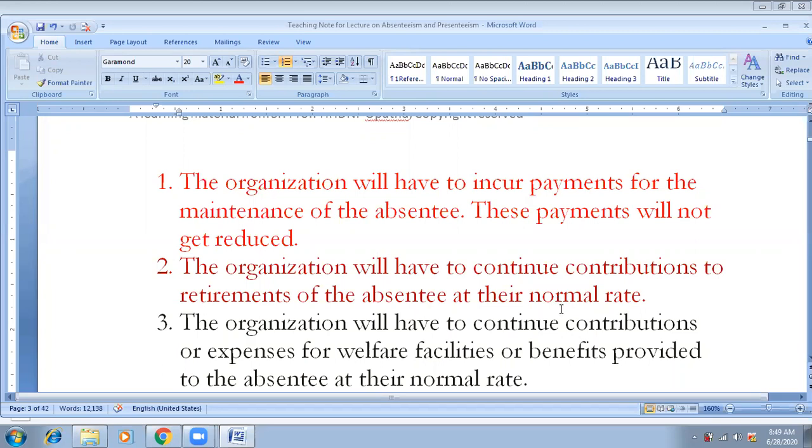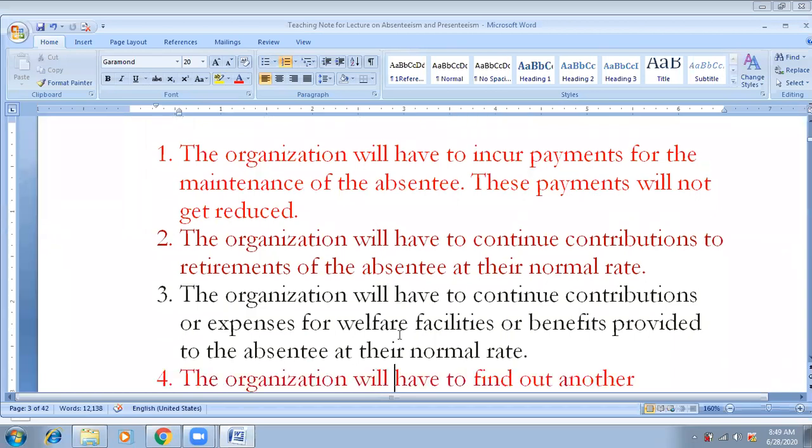But the employee did not come for 4 days and did not produce the expected productivity. That is also a loss to the organization. Then the third specific cost of absenteeism is that the organization will have to continue contributions or expenses for welfare facilities or benefits provided to the absentee at their normal rate. Assume there are canteen facilities, toilets and other facilities.